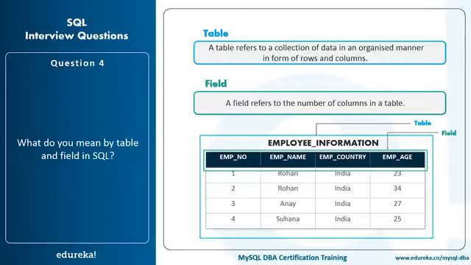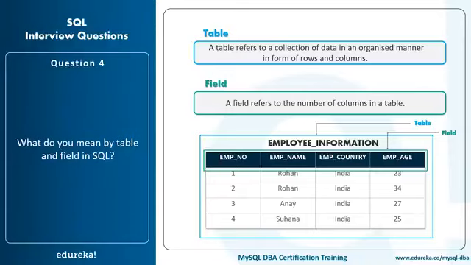If you have to explain to anybody what a table and field mean: basically in SQL, you have a database, and a database consists of n number of tables, right? So that is basically a table. And the tables have a few column names, right? So the column names are basically the fields. You can explain with an example, as you can see on the screen. Over here, I have an employee information table, which is a table, and the column names in this particular table are the fields.